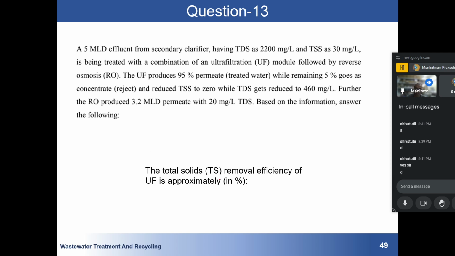First, you have to find the total solid removal efficiency of UF, approximately how much percent. Removal efficiency in ultrafiltration of total solid.